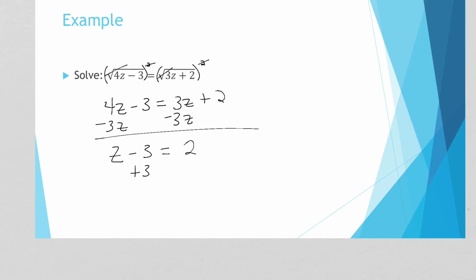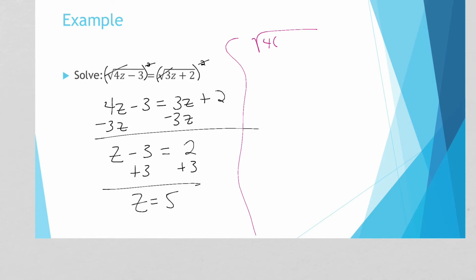I would add 3. So I've got that z is equal to 5. See, it's actually an easier problem. Again, to check, go back to your original problem though. So the square root of 4 times 5 minus 3, is that equal to the square root of 3 times 5 plus 2? So this is 20. 20 minus 3 is 17. So I've got the square root of 17. That's 15 plus 2. So I've got the square root of 17.